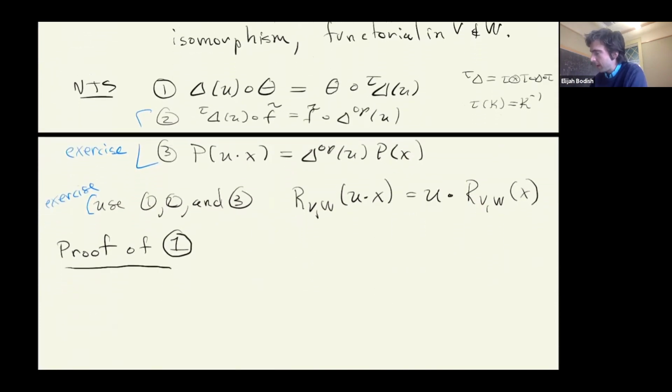So 1 here says that the co-multiplication and theta, when you interchange those, you get theta and then this tau twisted co-multiplication. So the first thing is, instead of checking it for all U, it suffices to check on generators.